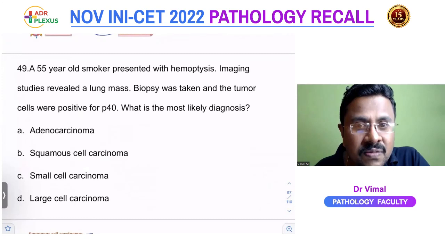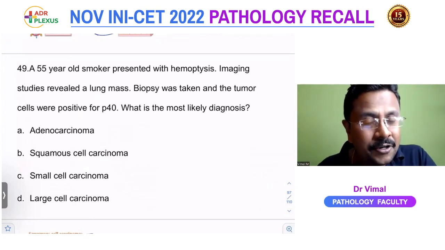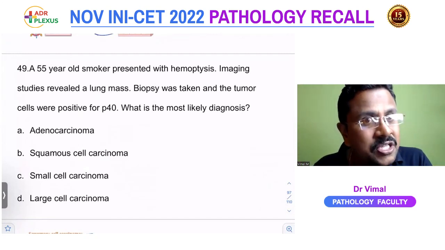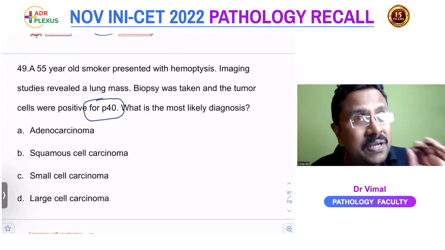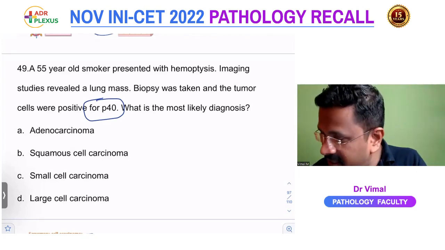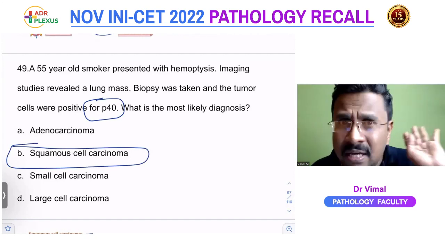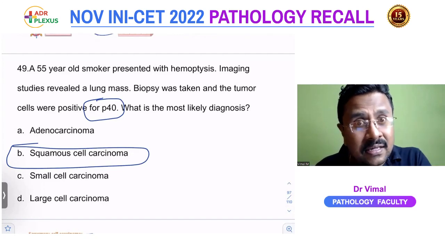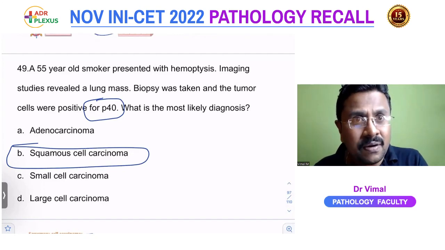A 55-year-old smoker presented with hemoptysis, and again you can see it is a lung mass, so it is a lung tumor. See how they asked about adenocarcinoma, then small cell carcinoma, and now they have given you that the tumor cells are positive for P40. Yes, P40. If a lung tumor is positive for P40, definitely it is a diagnosis of squamous cell carcinoma. From the thyroid tumors, they asked papillary carcinoma twice, and also medullary carcinoma. In lung cancer, they asked about small cell carcinoma, squamous cell carcinoma, and adenocarcinoma, P40.